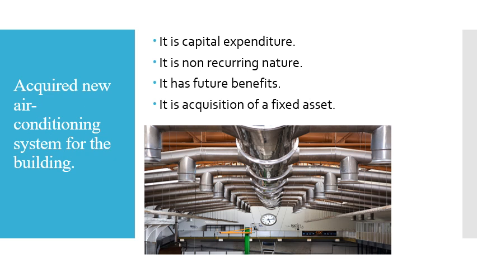Next example, acquired new air conditioning system for a building. Suppose there is an office building and you have installed a new air conditioning system for that building. So it is heavy expenditure. It has future benefits for a number of years, and it is again acquisition of a fixed asset. It is non-recurring in nature, and that's why it is capital expenditure.